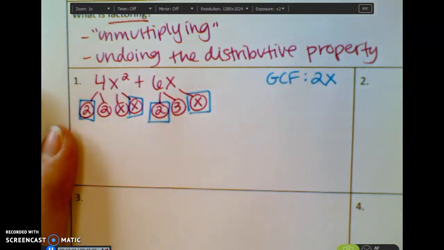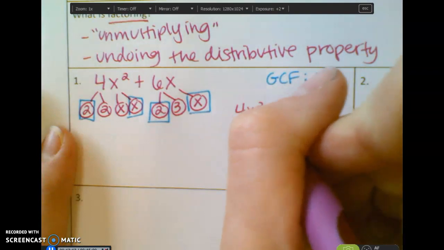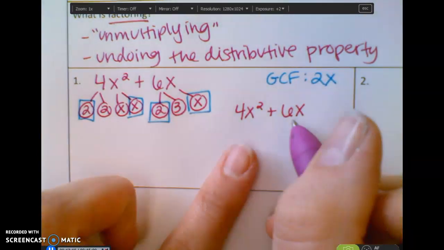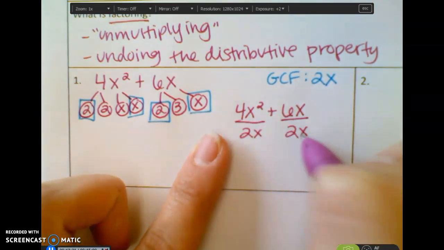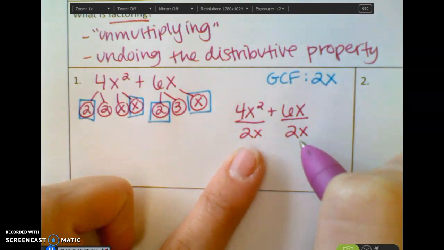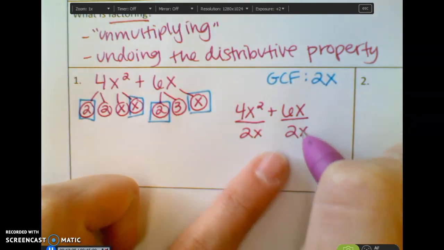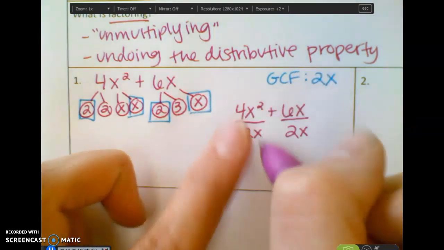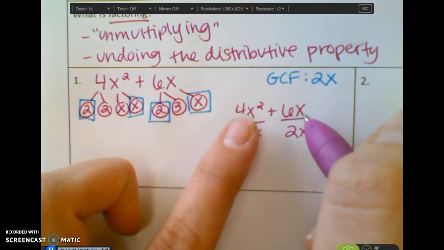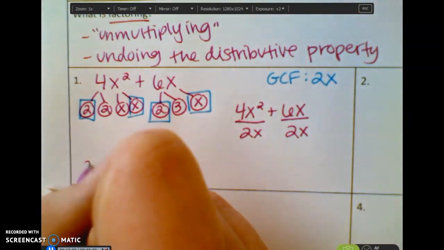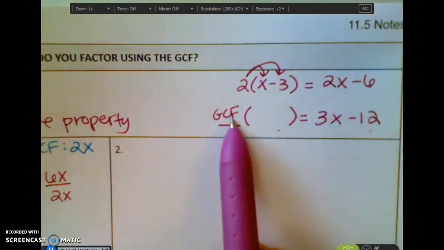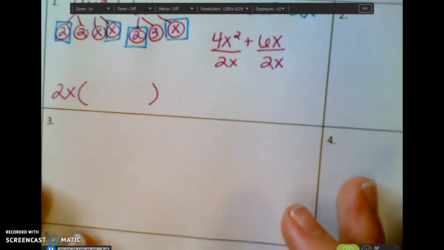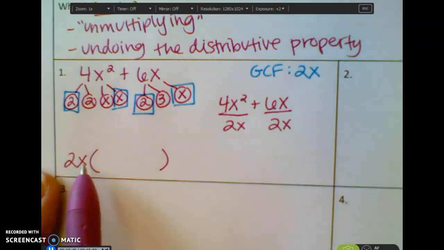And then what I want you to do next is write down the original problem, and we are going to divide both terms by the GCF, by 2x. Because ultimately, what we're doing when we unmultiply is we're taking that GCF out of both of those. Take it out of 4x squared, take it out of 6x, and that will tell us what ends up being in those parentheses. Because remember, I mentioned up here, whatever we can take out is the GCF. It goes out front. So now on this problem, in our answer we'll have 2x, that's our GCF.